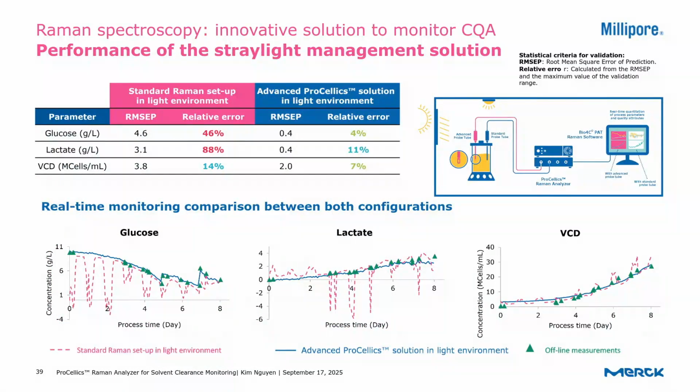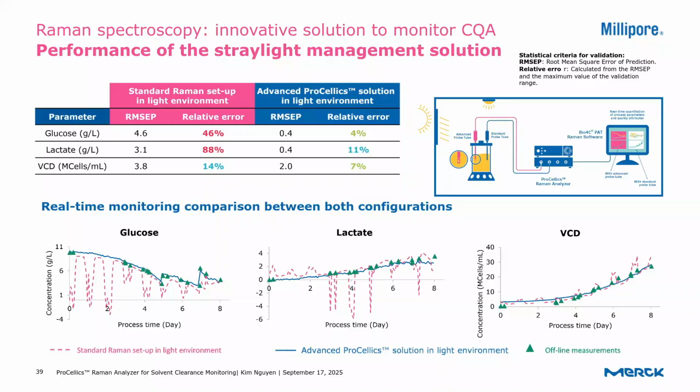So we ran an experiment to test the performance of the light reduction probe and the regular probe in a light environment. We also measured the offline sample for comparison. We monitored glucose, lactate, and viable cell densities. For these three figures, the pink trace represents regular probe data. The blue trace represents the light reduction probe, and the green triangle is the offline measurement.